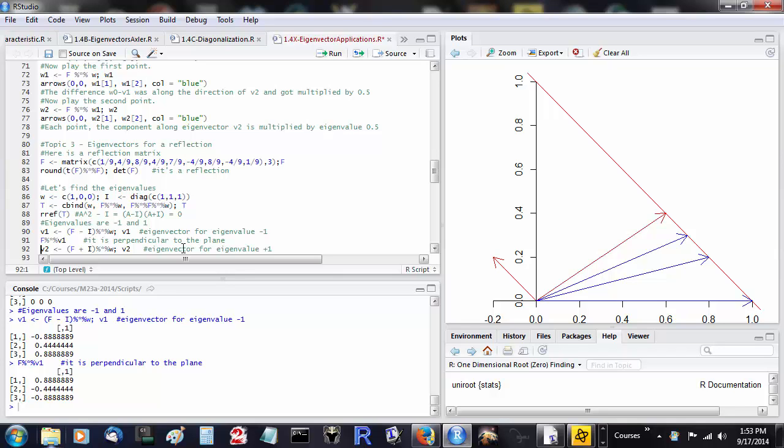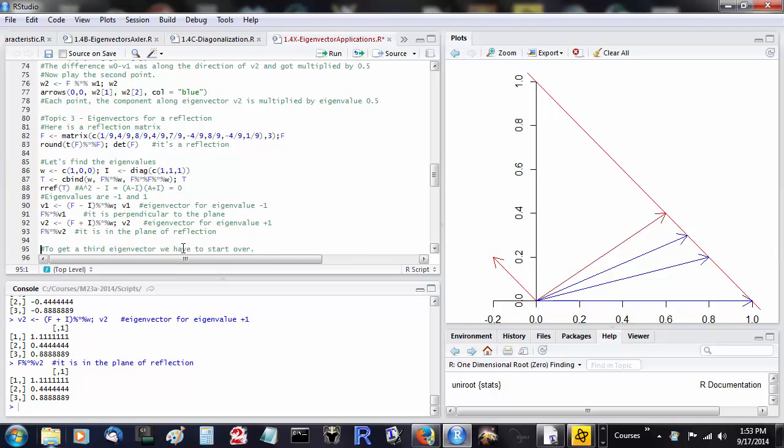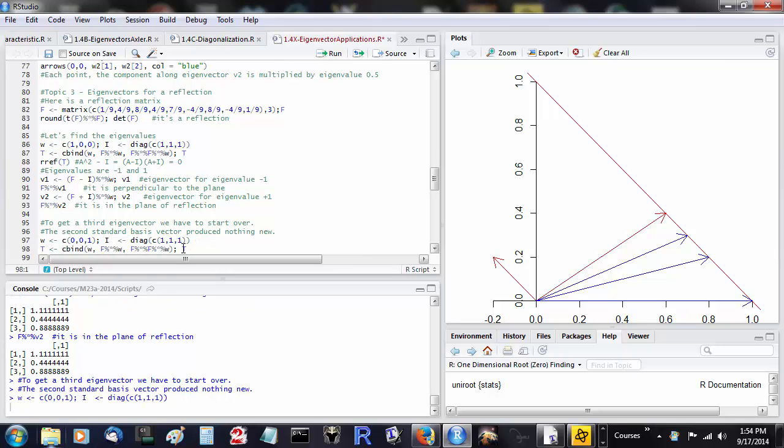If I use the other eigenvalue, I have to multiply w by F plus I. That gives me an eigenvector for eigenvalue +1. That's a vector in the plane of reflection. 2 eigenvectors, that's all I was going to get from that starting point. I have to use a different w in order to get the third eigenvector. I tried using the second standard basis vector, and I got back the same 2 eigenvectors I already knew about, so I moved on to the third standard basis vector.